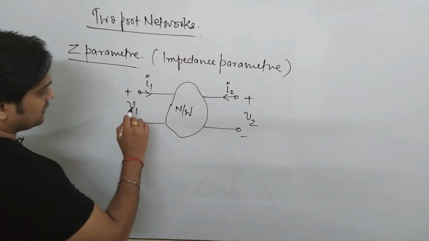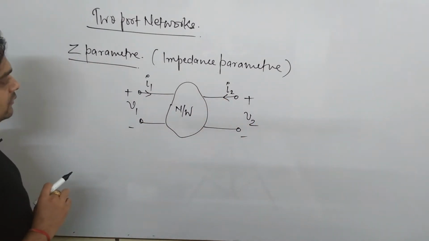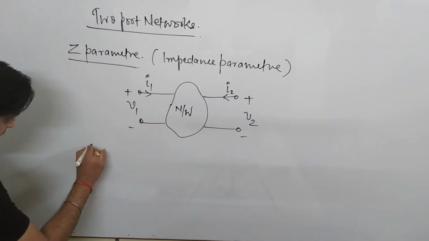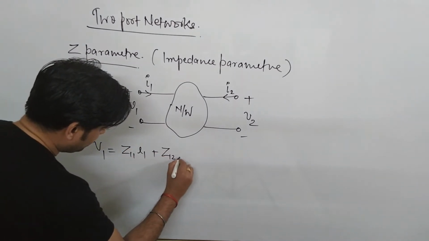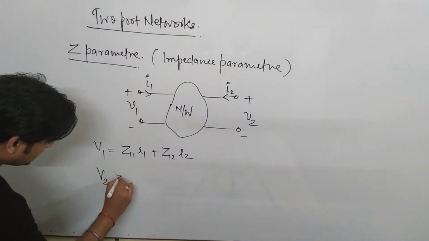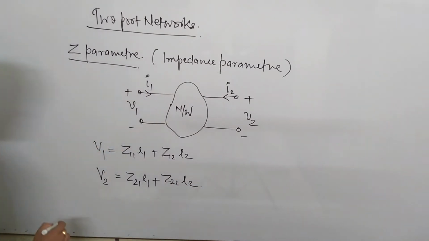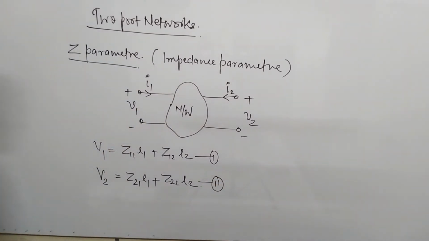So if V1 I1 is the current existing at port 1, and V2 I2 existing at port 2, what is the Z parameter? It is given by the equations V1 equal to Z11 I1 plus Z12 I2, and V2 is equal to Z21 I1 plus Z22 I2. So these are the two equations which basically represent the Z parameters.